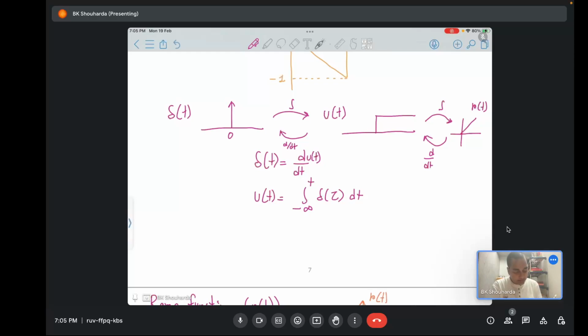So the unit step function is the derivative of the ramp, and the ramp function is the integral of the unit step function. Note that the integration is with respect to the variable tau, not t.